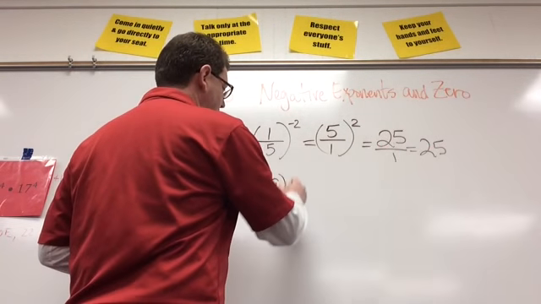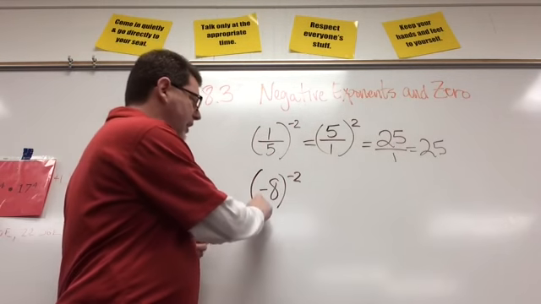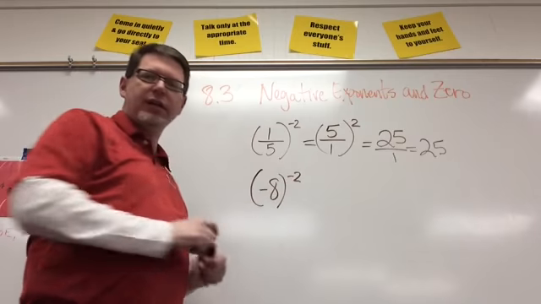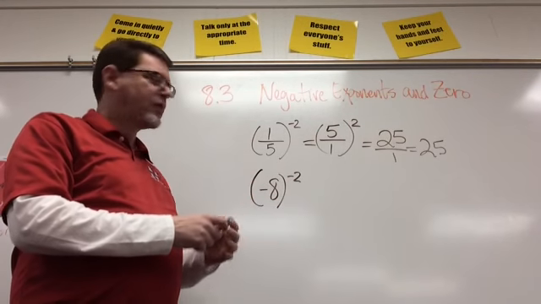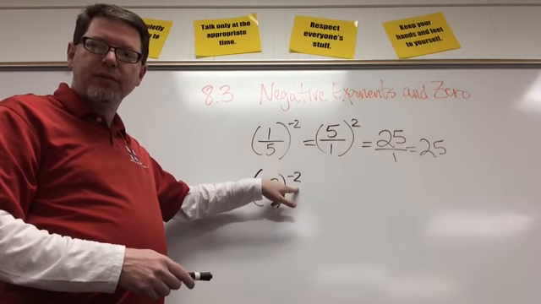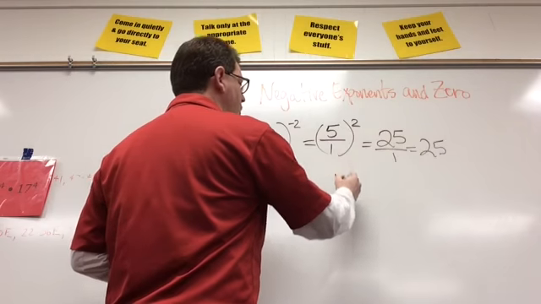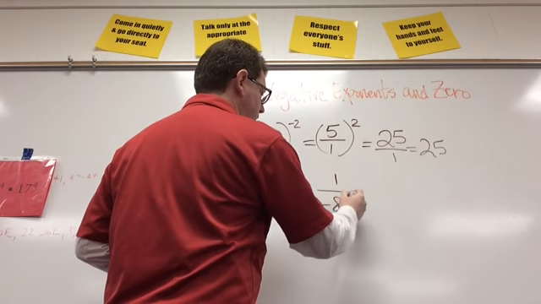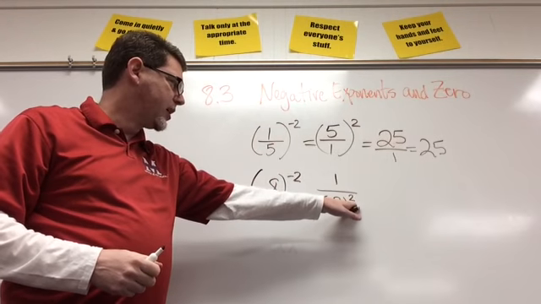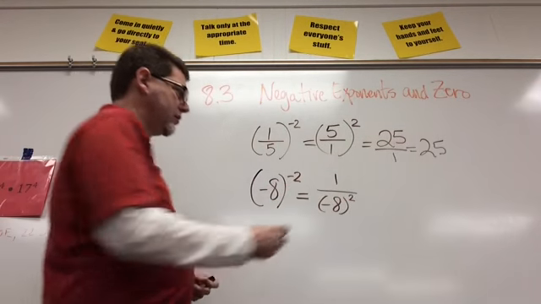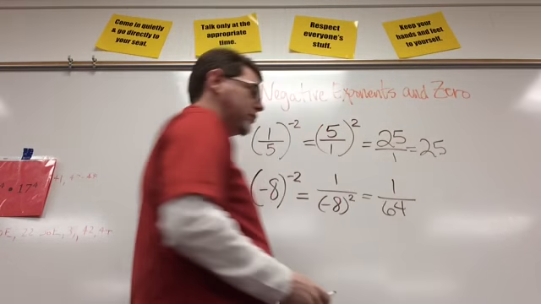Now here's where it kind of gets really confusing. You're going to have negative 8 to the negative second power. Remember that the negative on this base has nothing to do with the negative on that exponent. This is going to stay negative 8. But to get rid of the negative exponent to make it positive, I have to flip this. So this is going to be 1 over negative 8 to the second. Now my exponent is positive because I did the reciprocal. And that equals 1 over 64.